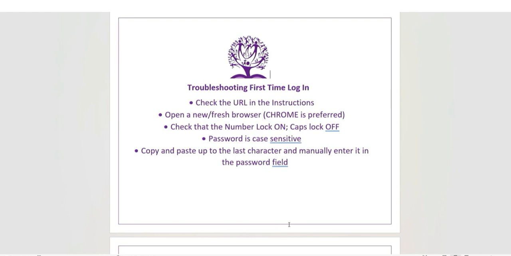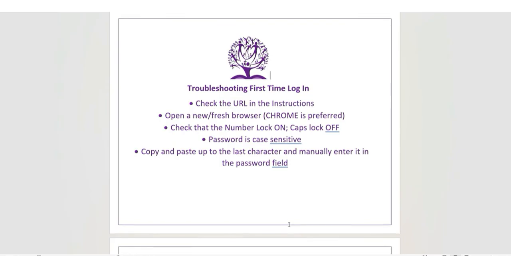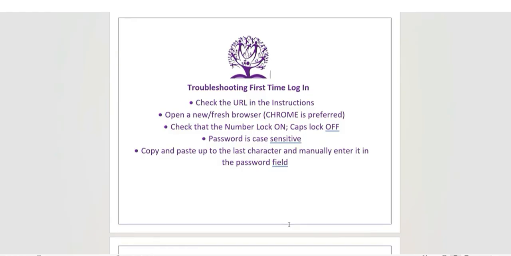If you choose to copy and paste the username and temporary password, copy up to the last character and then manually enter the last character in the appropriate field. Sometimes Google Chrome will add an extra blank space to the end of a copy, and that will prevent a successful login. So following this little hack will remove this possibility.